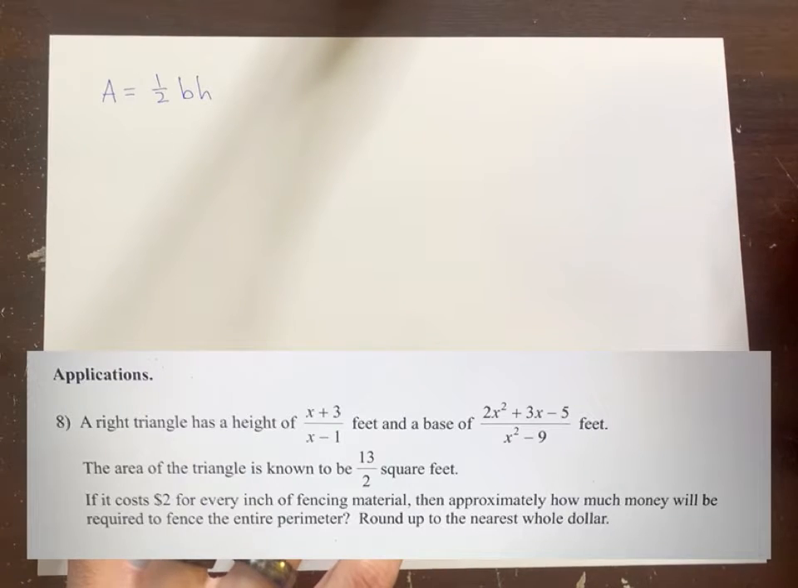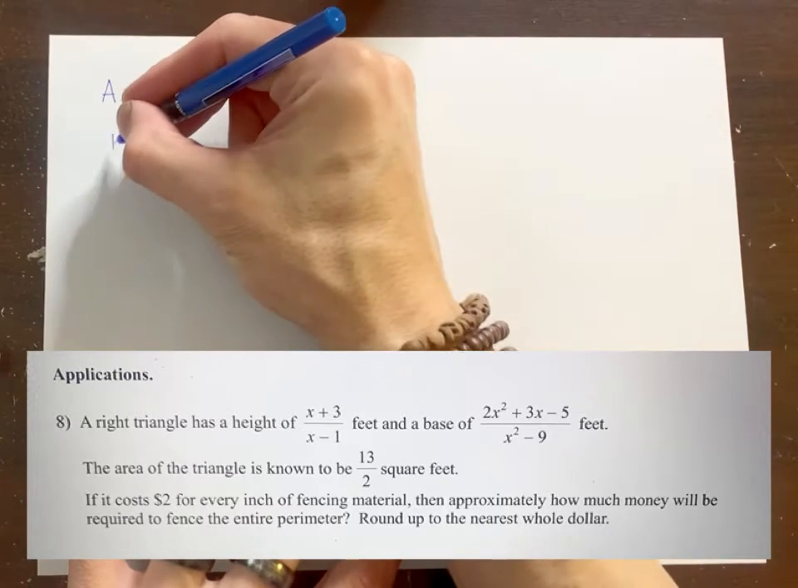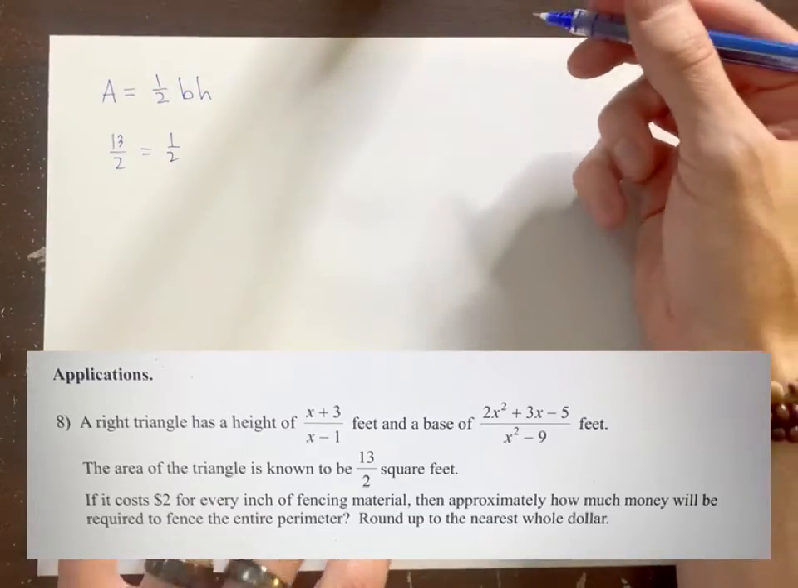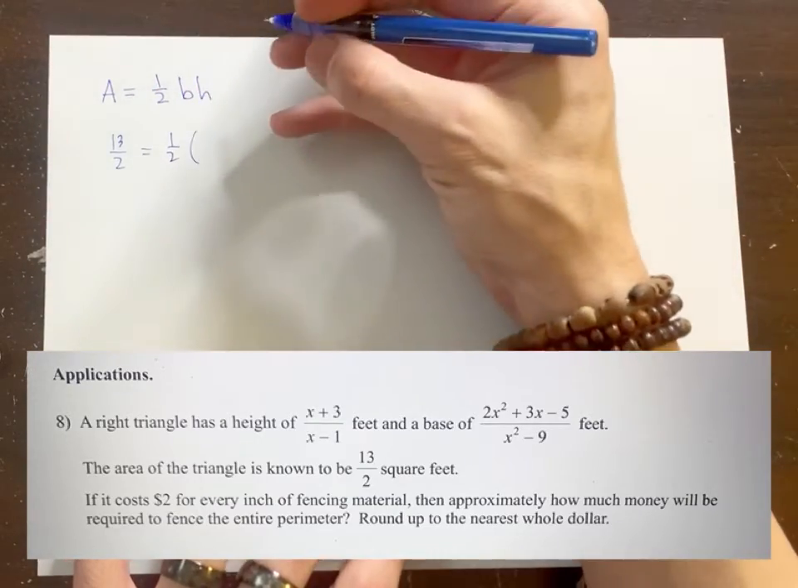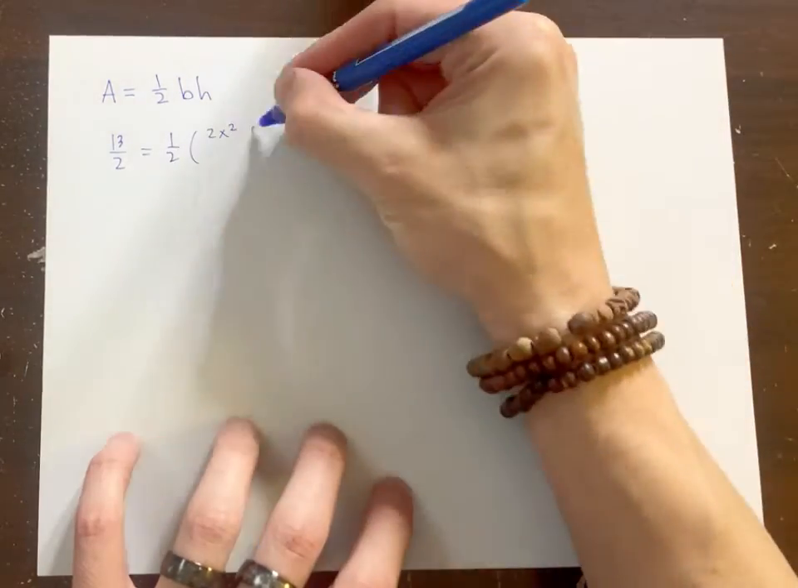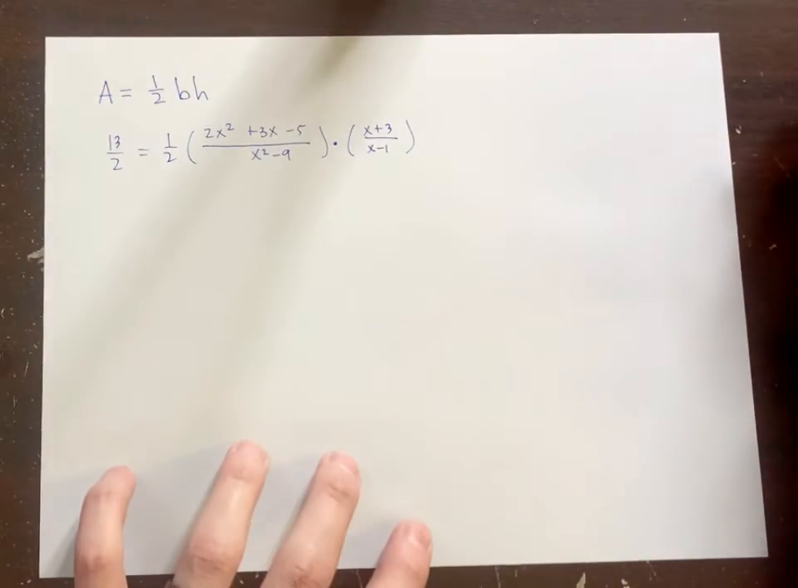Okay, so for this number 8, they tell us that the area is 13 halves. And they tell us that it's a right triangle, so we're gonna go with 1/2 base times height. And then they tell us the base and the height, so let's fill those things in. Okay, so this is the general setup.